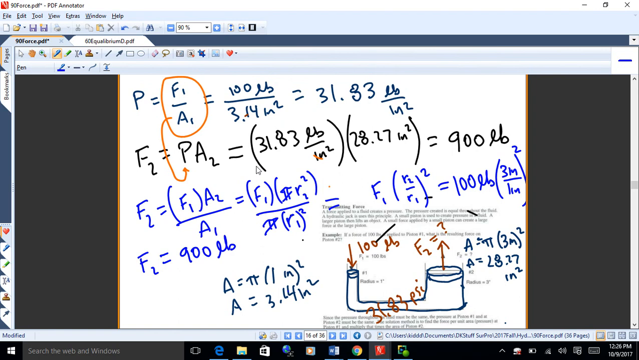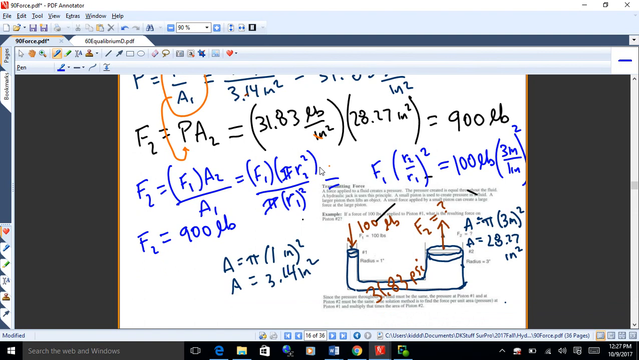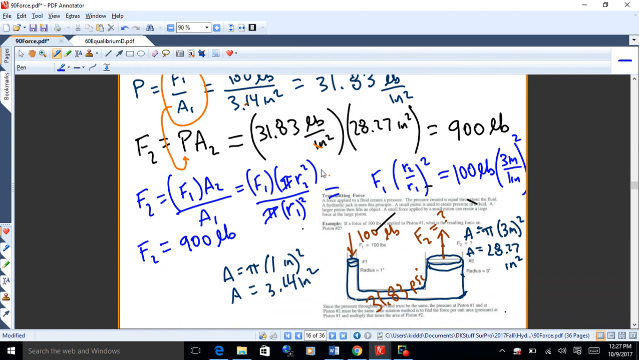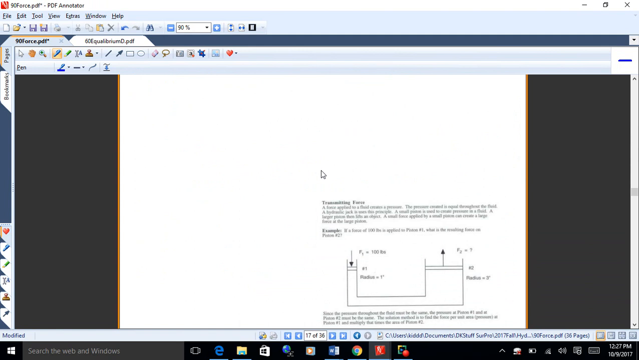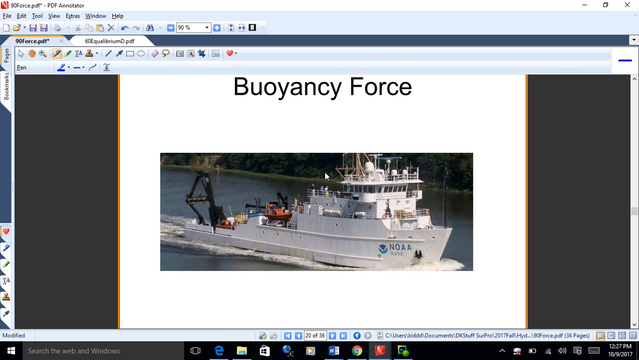All right, so we're good with that. That's just a quicker way to do it if you wanted to. So you just take the ratio of the radii or the ratio of the diameters, it'd be the same either way. Divide it out and then square it, multiply it by your initial force, and you'll get the force out. Okay. All right, I'm good with that. All right, so that's one of the things we look at, hydraulic jacks.